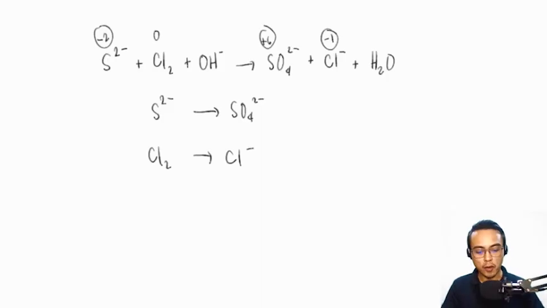So our first half reaction is an oxidation reaction because sulfur went from negative 2 to positive 6. And our next half reaction is the reduction reaction because chlorine went from 0 to negative 1. You might be asking, why did I not include OH minus and H2O in our half reactions in this balancing? We don't need to include them because they will just appear later in our balanced equation. Okay? Let me show you how.